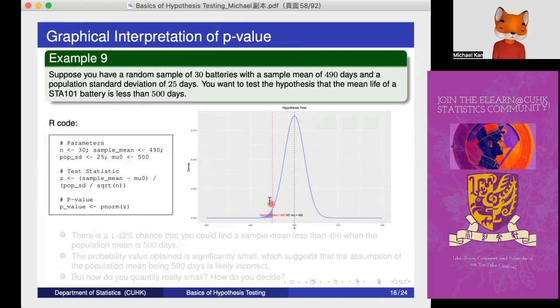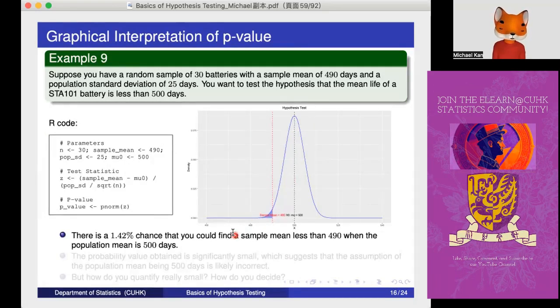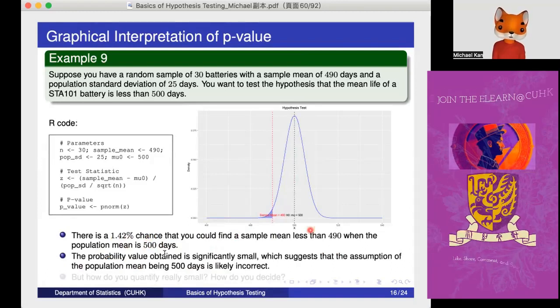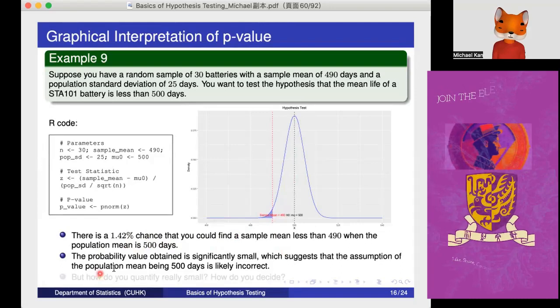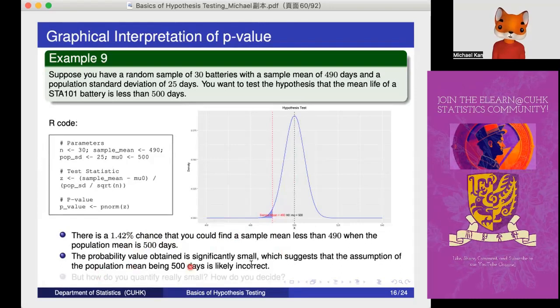In this picture, you see a standard normal curve. So I will have to look back at our test statistic z, which is minus 2.19, what this red straight line shows. The shaded area on the left is the p-value. The probability is 0.0142. It means that under the condition that the population average is 500 days, you will have a 1.42% chance that the sample mean is smaller than 490.